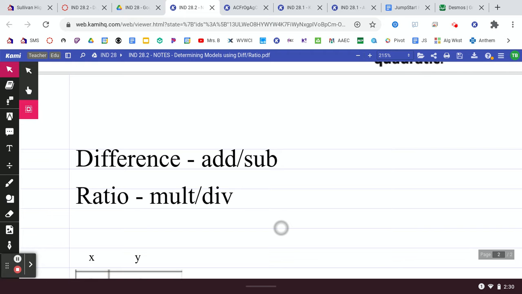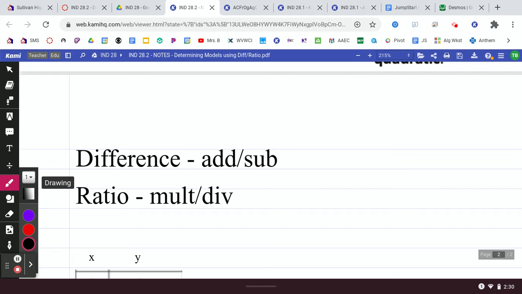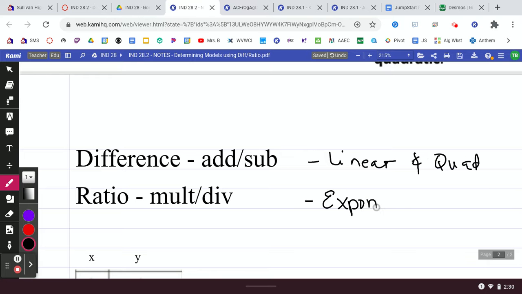Difference is adding and subtracting. Ratio is multiplying and dividing. And you can kind of add to that, and it won't make sense yet, but it will. Difference is going to be dealing with linear and quadratic. Ratio is going to be dealing with exponential.